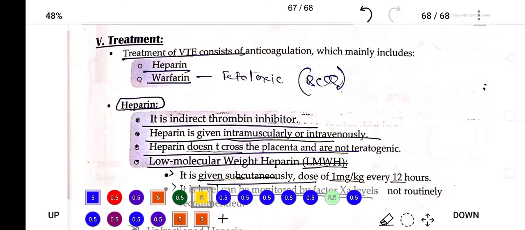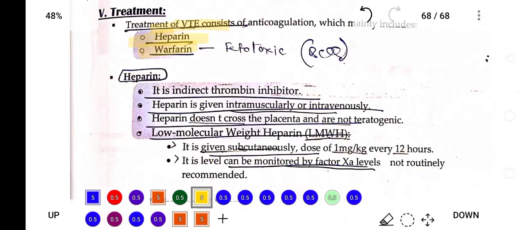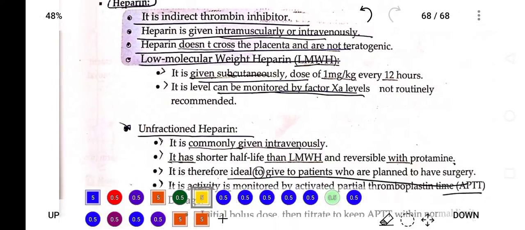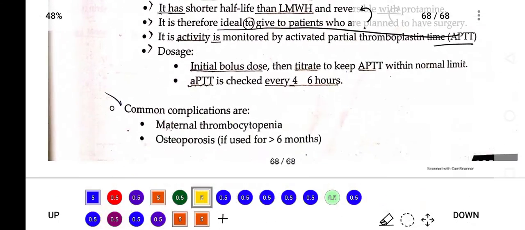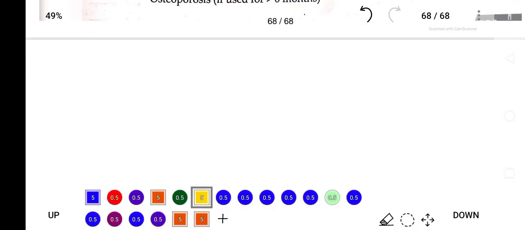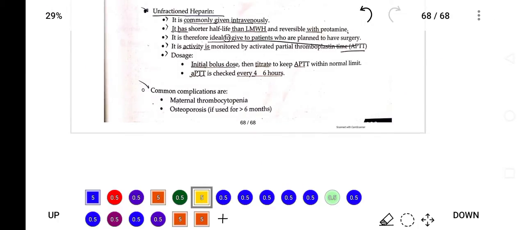So the treatment will be heparin followed by warfarin, and both of these can help in prevention of pulmonary thromboembolism. So in this way we can manage this disease, and we can save the life of the patient, because this is a very dreadful condition.